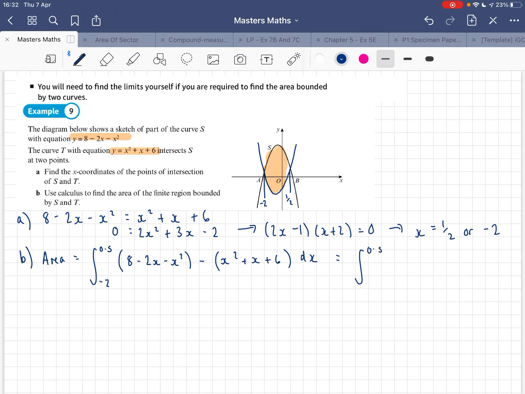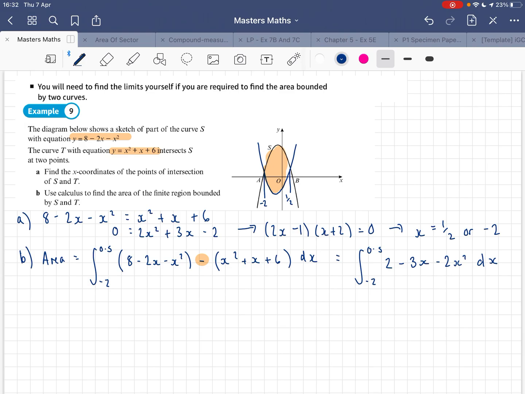So what I get is I'm finding the integral between 0.5 and negative 2 of 8 minus 6. So I'm kind of collecting like terms here. Don't forget that this negative affects everything inside the bracket. So I've got 8 minus 6 is 2. Minus 2x minus x is minus 3x. And minus x squared is minus 2x squared, dx.